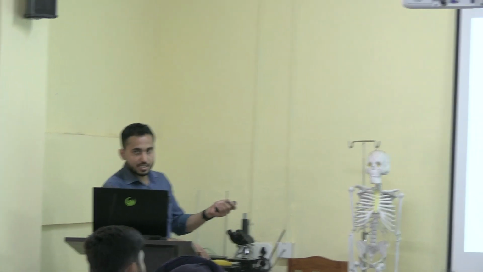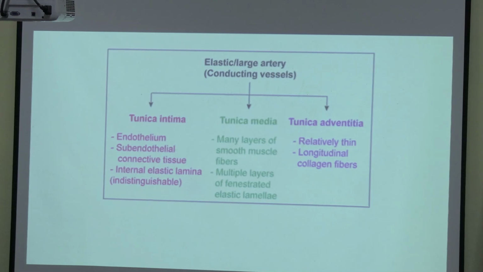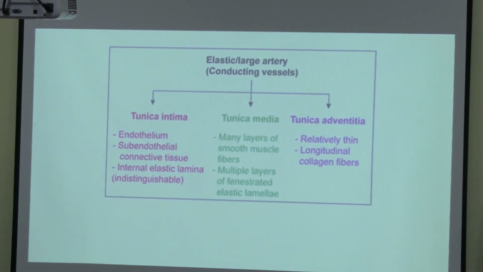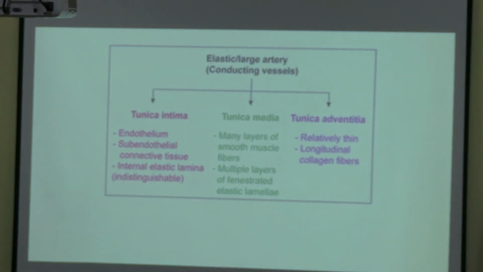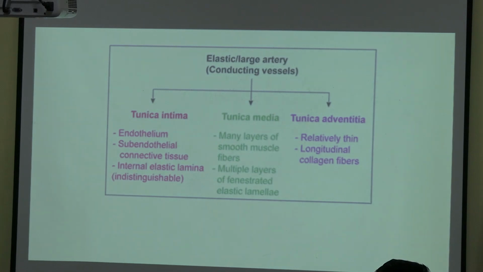Now in case of elastic artery, again these three layers are present, that is the tunica intima, tunica media and tunica adventitia. All three layers are there. Now what are the differences? First, here endothelium will be there, subendothelial connective tissue. Next, internal elastic lamina is present, but it is not prominent. That means it will be very difficult to identify the internal elastic lamina in case of elastic artery. It is present, but it is not prominent.